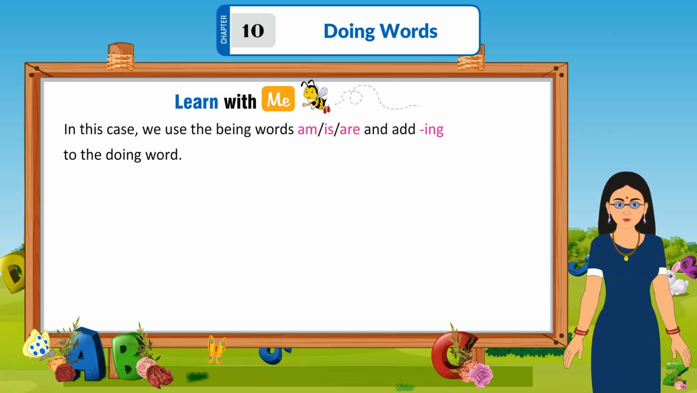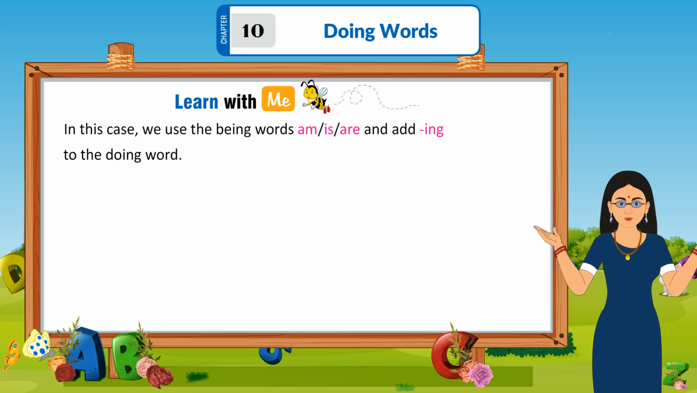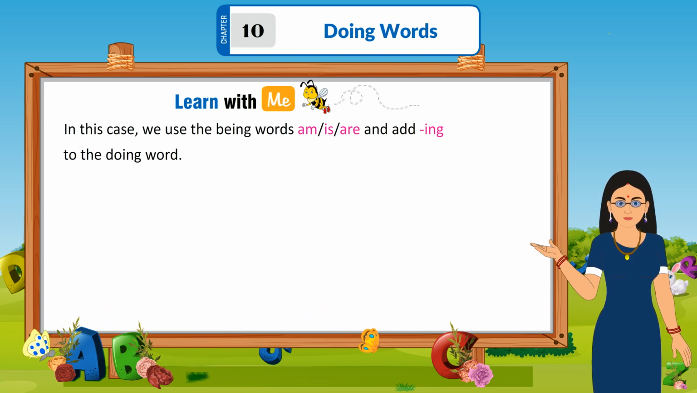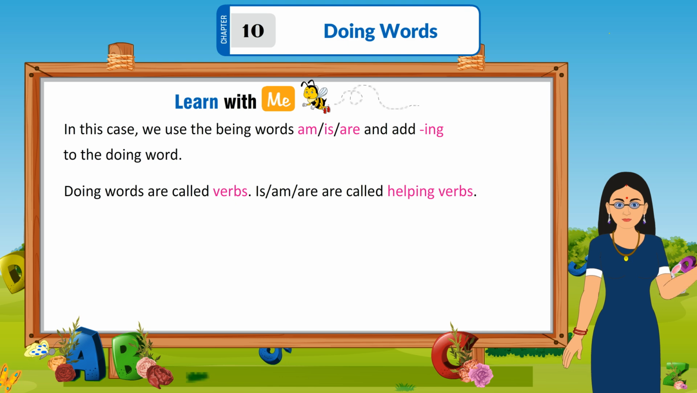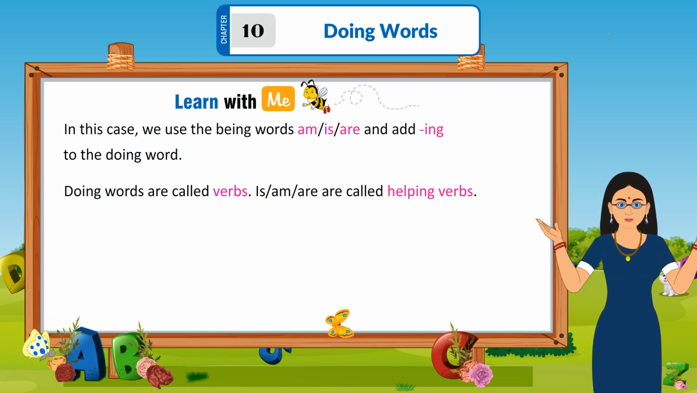In this case we use being words am, is, are and add ing to the doing word. Doing words are called verbs. Am, is, are are called helping verbs.